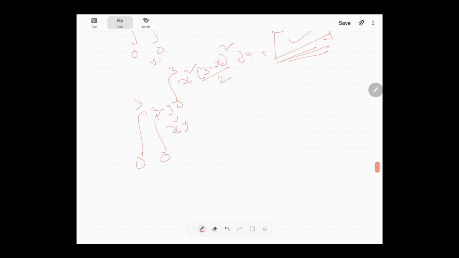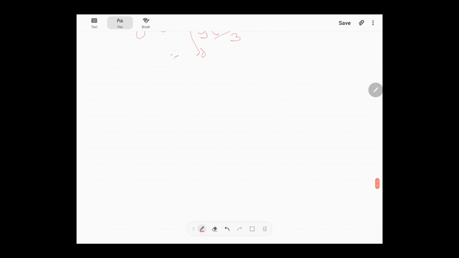X square y. What is the order? First I am doing the integration with respect to x and next with respect to y. So this is 0 to 3. Y into integral x is x cube by 3. That is (3 minus y) whole cube by 3 dy. Whether I integrate this, whatever value I get here also, I'll get the same value. So both are same. This is how we evaluate a double integral.